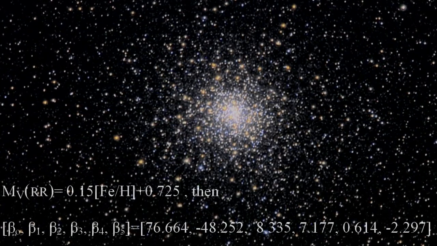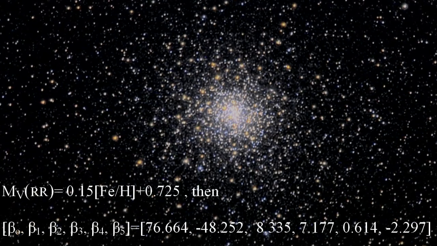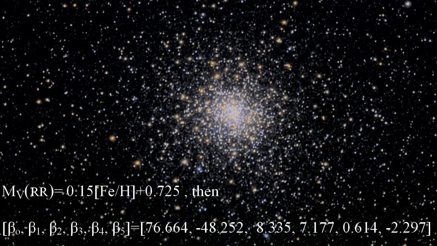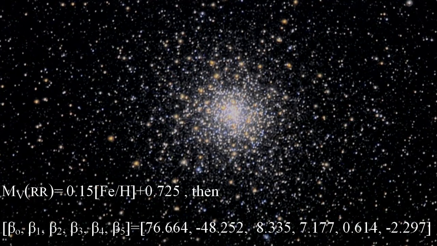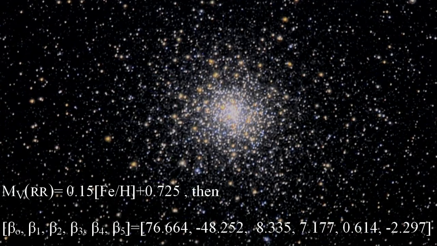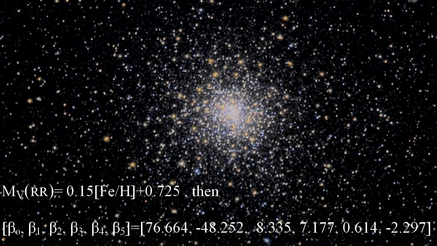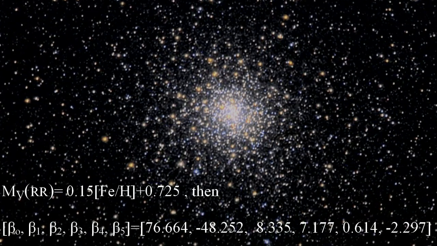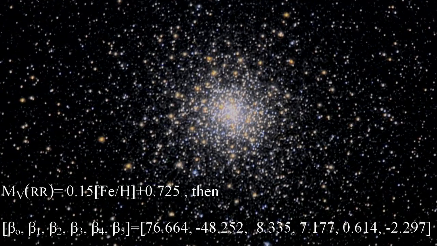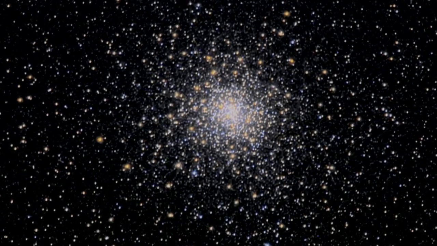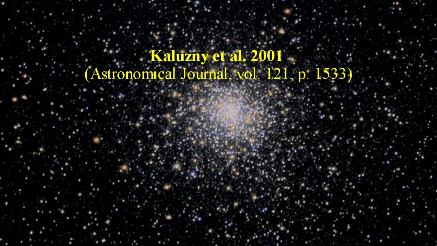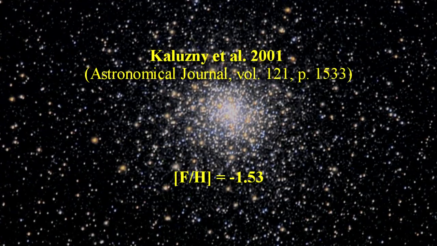We shall adopt here one of the relations used in Chaboyer et al. 1996 and the corresponding parameter values. The metal abundance is also necessary for the determination of the age. It can be derived from the red giant branch morphology, usually from a V-I color magnitude diagram, or even better, from stellar spectroscopy. This is beyond the scope of the current tutorial, so we'll take the value of [Fe/H] from the bibliography. [Fe/H] equals minus 1.53.